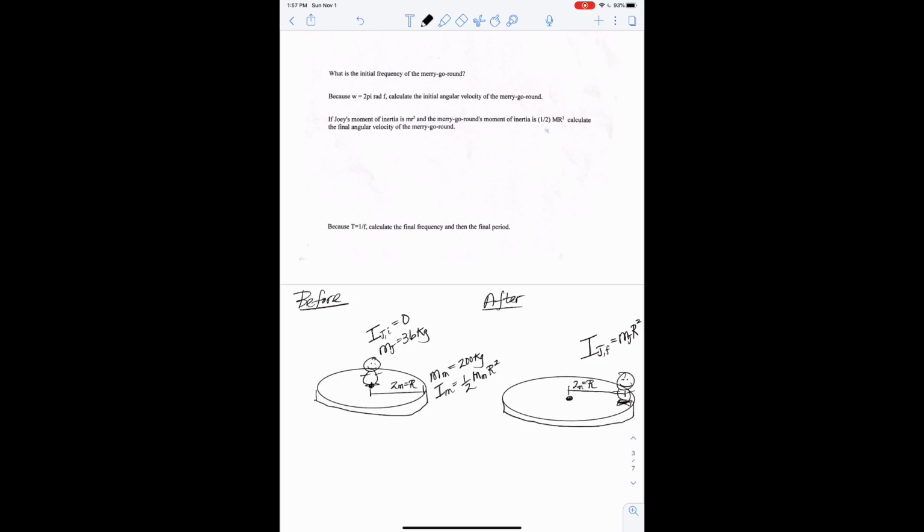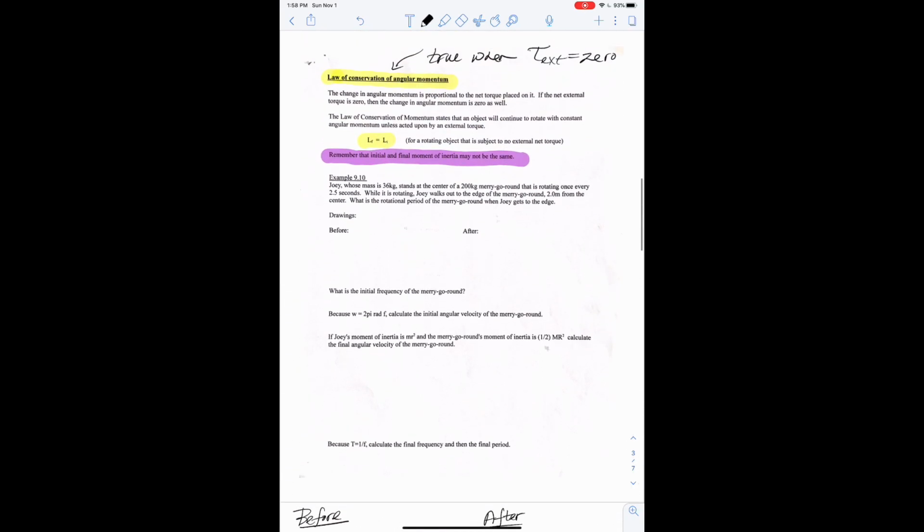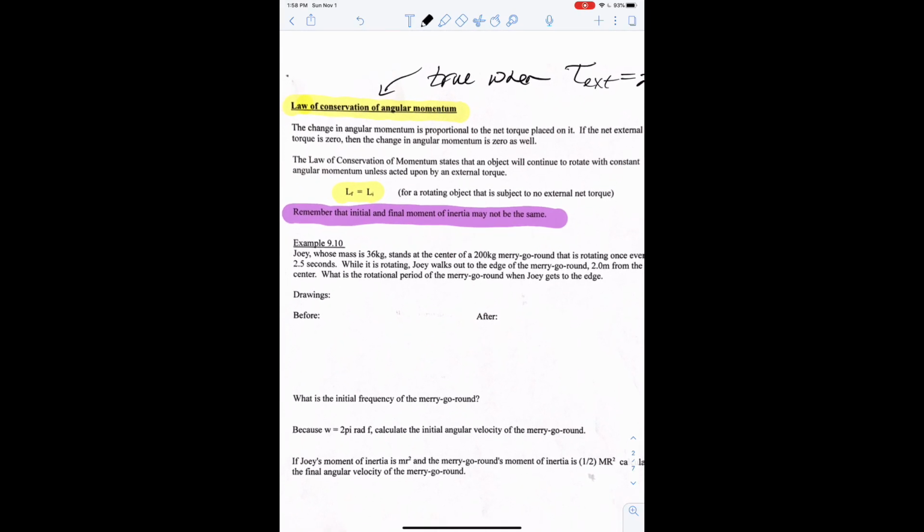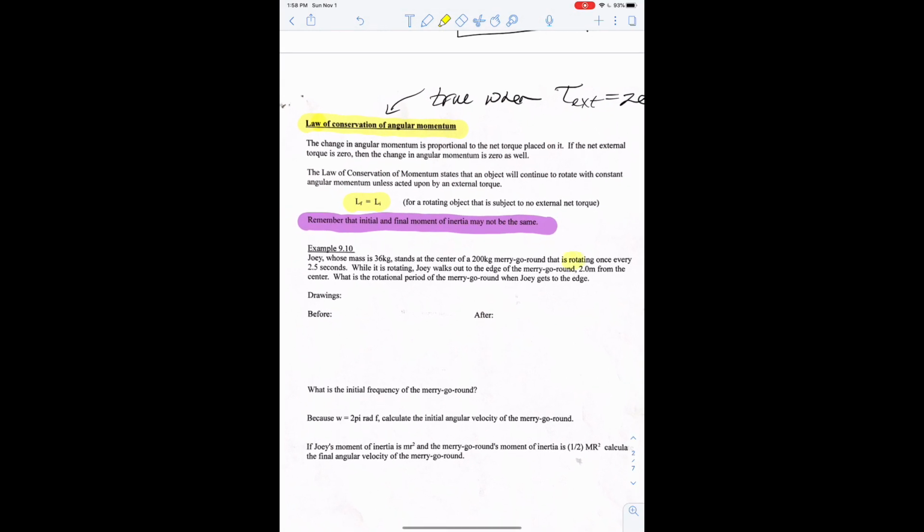And what we want to know is how this changes the situation, right? I think they tell us to calculate the final angular velocity of the merry-go-round, the final frequency and period of the merry-go-round. And so we want to know how this is going to work. And they start off by telling us one piece of information initially. They say that it's rotating. Let me see if I can highlight this. It's rotating once every 2.5 seconds.